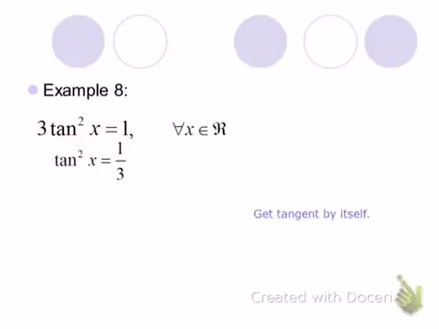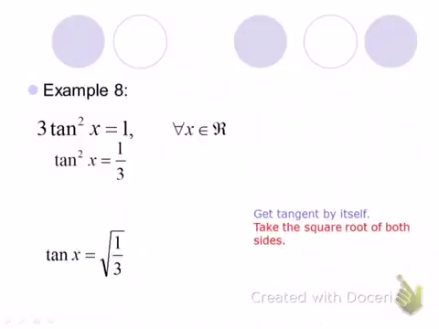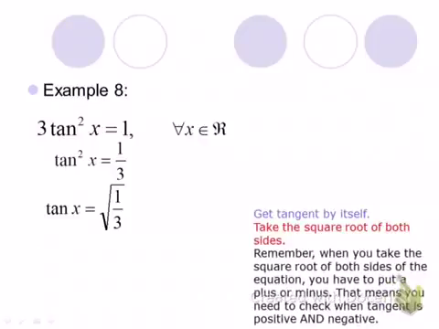We're going to take the square root of both sides, and we have to remember that the square root property says if x squared equals b, then x equals plus or minus the square root of b. So when we take the square root of both sides here, the tangent of x is going to equal plus or minus the square root of 1/3. This shouldn't be here. This is erroneous. Plus or minus.